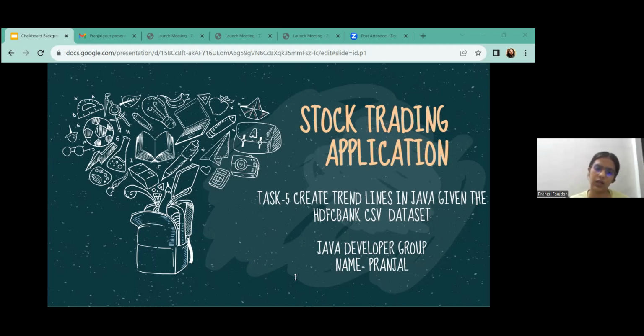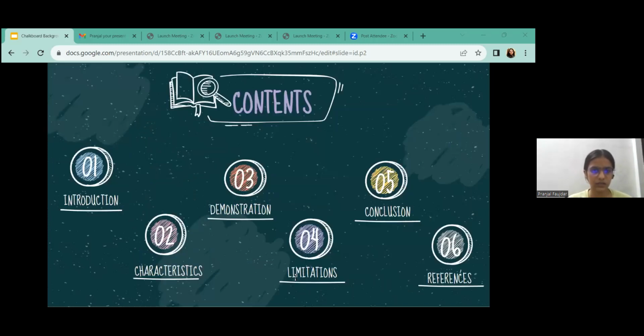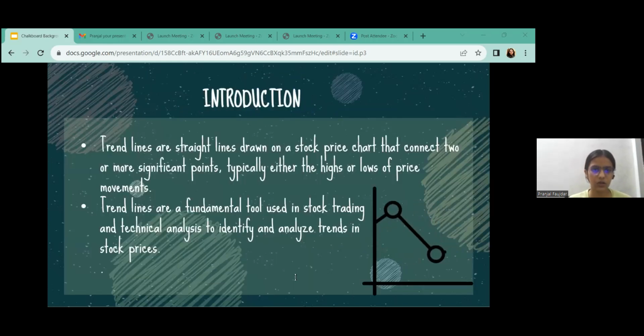So basically, trend lines offer a visually clear representation of price trends, making it easier for traders to assess market direction. Next, here are the contents. First, we see some basic introduction. Then we talk about characteristics of trend lines. Then we have a demonstration. Next, some limitations of trend lines. Then that concludes our PPT.